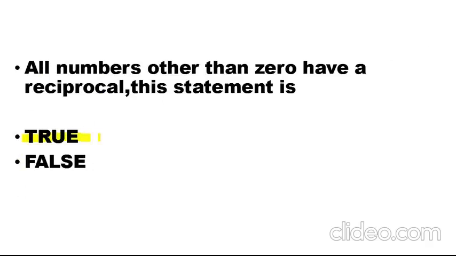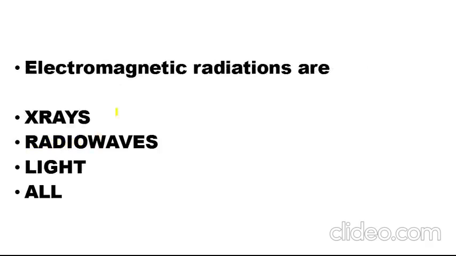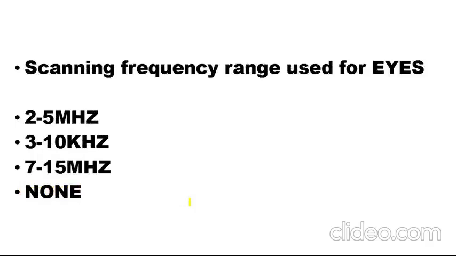So this MCQ: electromagnetic radiations are X-rays, radio waves, light, or all. So the correct answer is all. इलेक्ट्रोमैग्नेटिक ऐसी रेडिएशन होती हैं जिनको गुजरने के लिए किसी मीडियम की ज़रूरत नहीं होती. लेकिन जो अल्ट्रासाउंड है वो मैकेनिकल वेव्स हैं, इलेक्ट्रोमैग्नेटिक नहीं हैं.